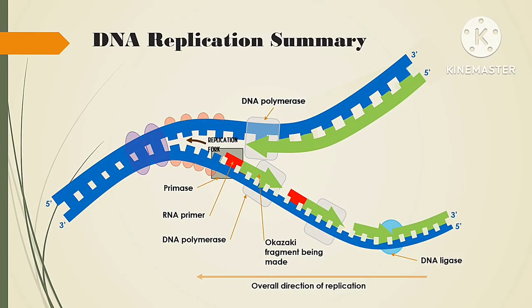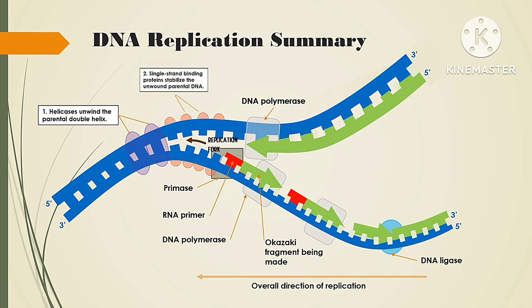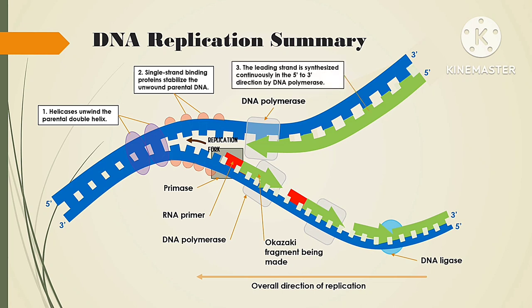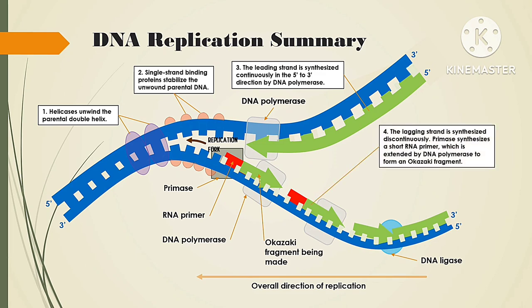DNA replication summary. 1. Helicases unwind the parental double helix. 2. Single-strand binding proteins stabilize the unwound parental DNA. 3. The leading strand is synthesized continuously in the 5-prime-to-3-prime direction by DNA polymerase. 4. The lagging strand is synthesized discontinuously.